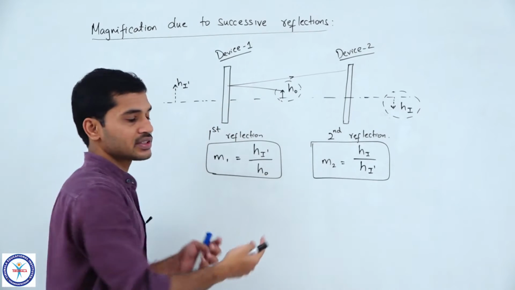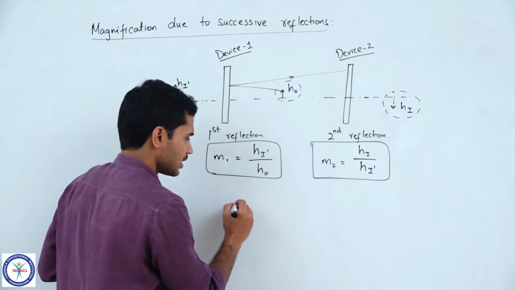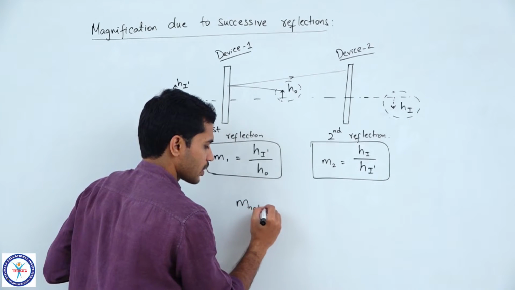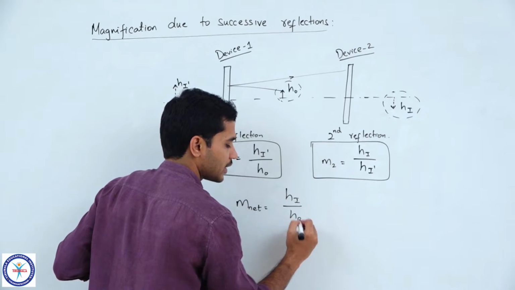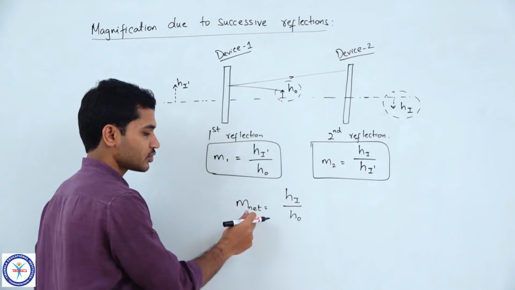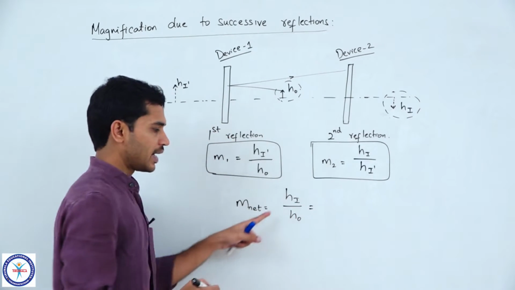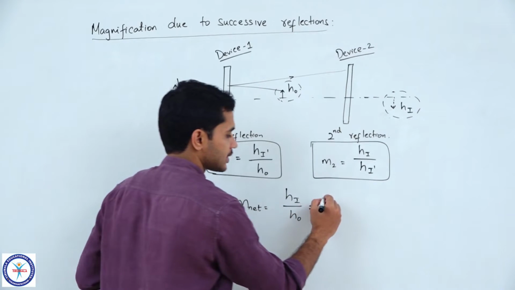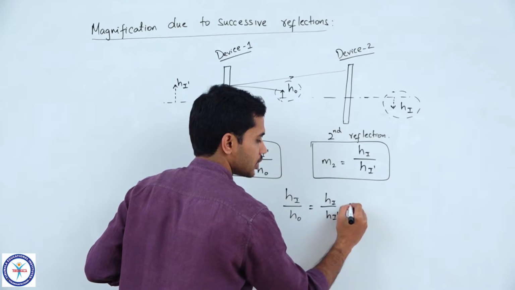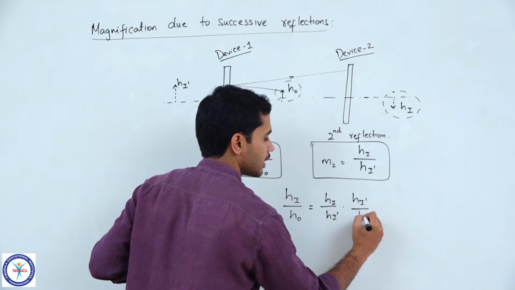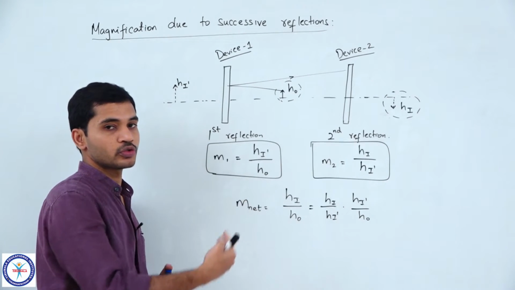So, what happens in between is of no concern for us. For us the net magnification is nothing but the height of the final image which is formed divided by the height of the object which we have used. So, this is what we are looking to calculate. What I will do here is write this hi by ho as hi by hi dash into hi dash by ho. So, I multiplied and divided by hi dash on both numerator and denominator.